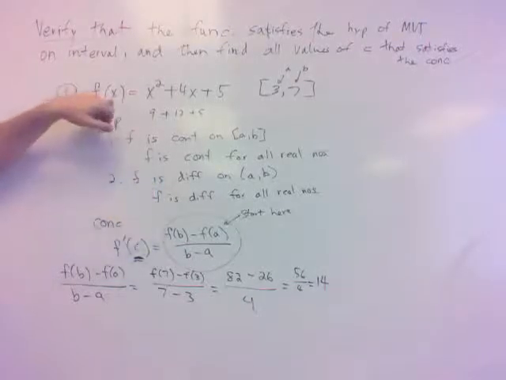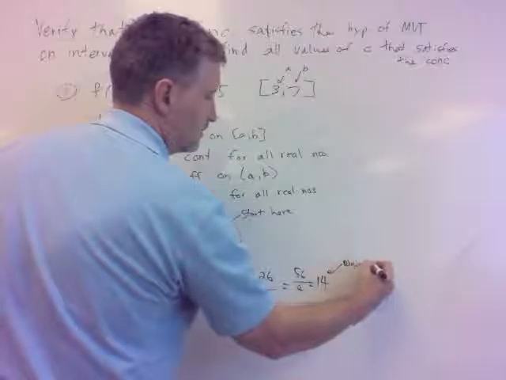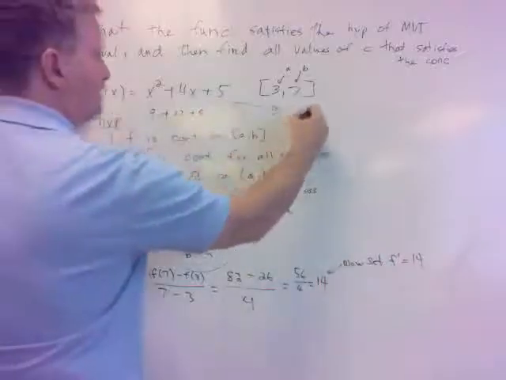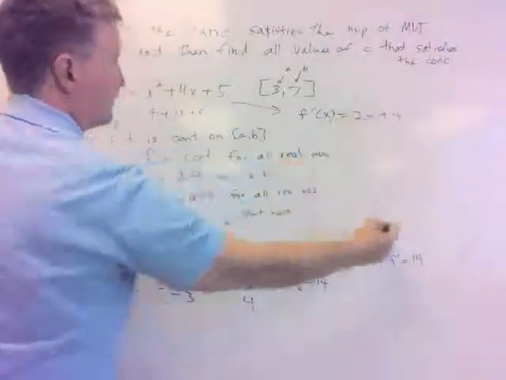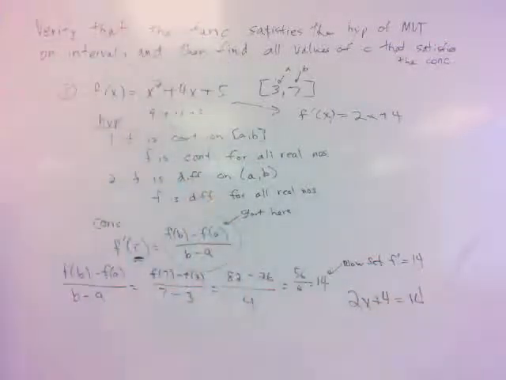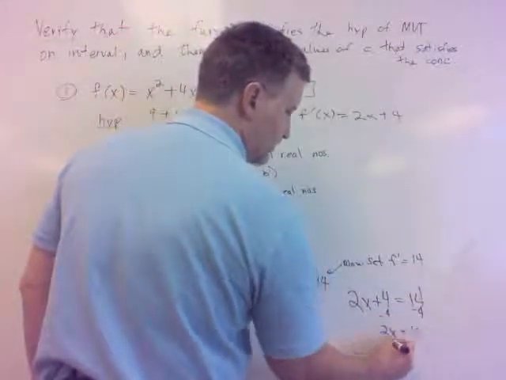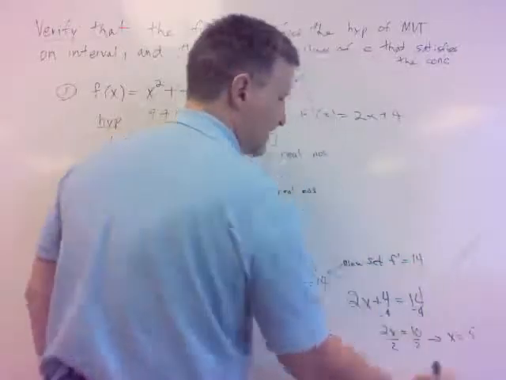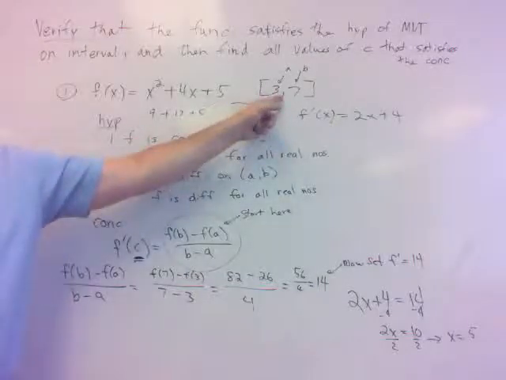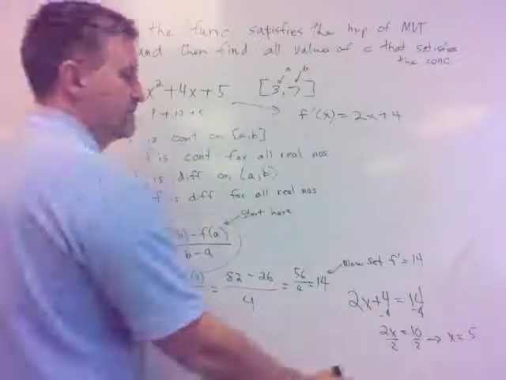What does that mean? Well, that means I'm going to have to set the derivative equal to 14. What is the derivative? F prime would be 2x plus 4. So I just need to put the derivative, 2x plus 4, equal to 14. Then I just subtract the 4. 2x equals 10, divided by 2, x is 5. What does that tell me? That's your C. And it's good because it's in the interval there, isn't it? The x is 5, so that's what I want C to be.